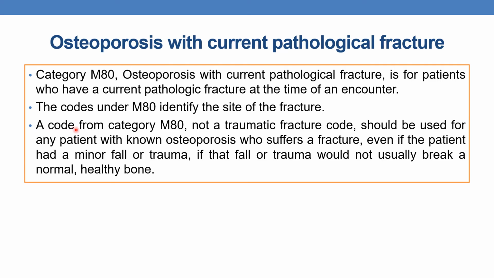This is important. A code from category M80, not a traumatic fracture code, should be used for any patient with known osteoporosis who suffers a fracture, even if the patient had a minor fall or trauma, if the fall or trauma would not usually break a normal healthy bone. So this is a guideline. A code from category M80 should be used for any patient with known osteoporosis who suffers a fracture, even if the patient had a minor fall or trauma.